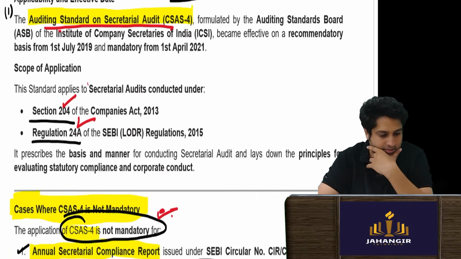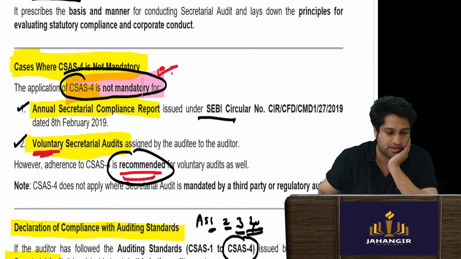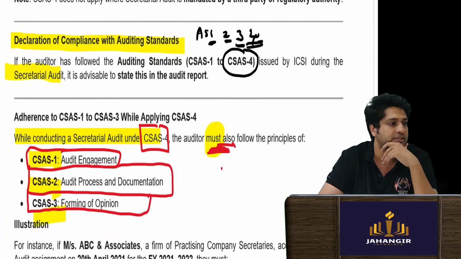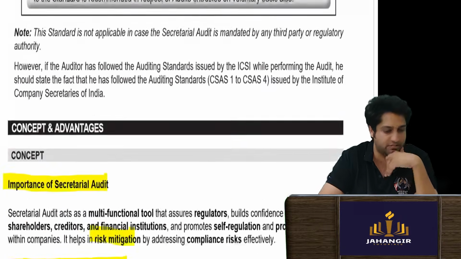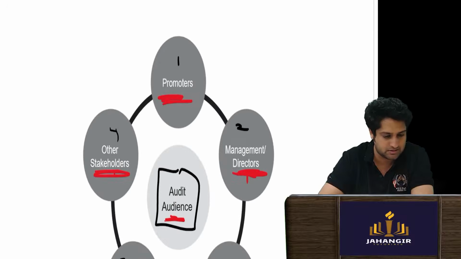CAAS 4, now they will repeat everything, is not mandatory. I told you for voluntary audits also it is not mandatory. This we have already done. Voluntary audits are excluded. CAAS 1, 2, 3, 4, all we have done in depth. Concept, already we know the benefits, risk involved, advantages, same point.